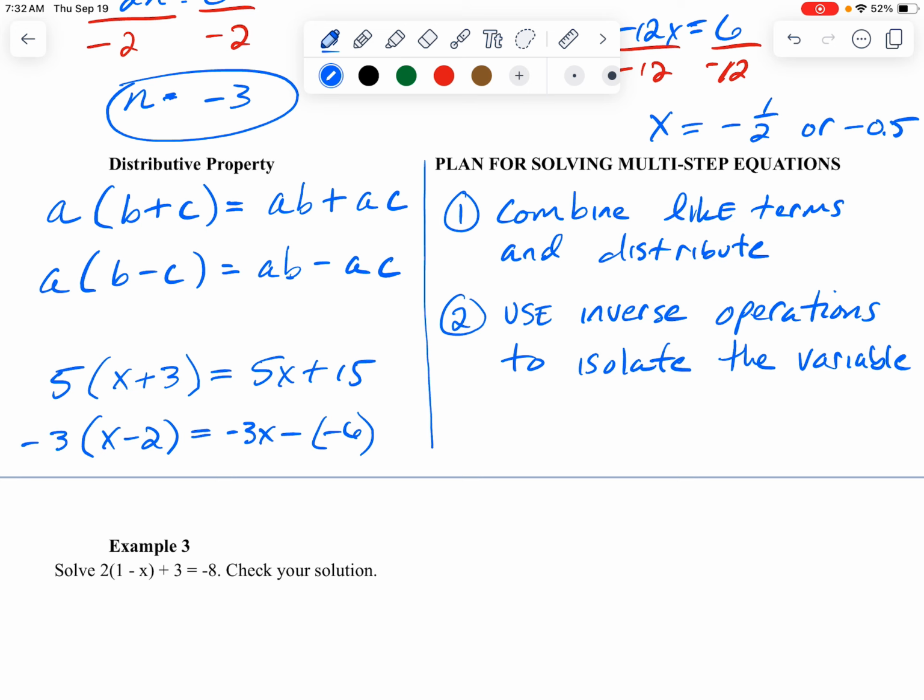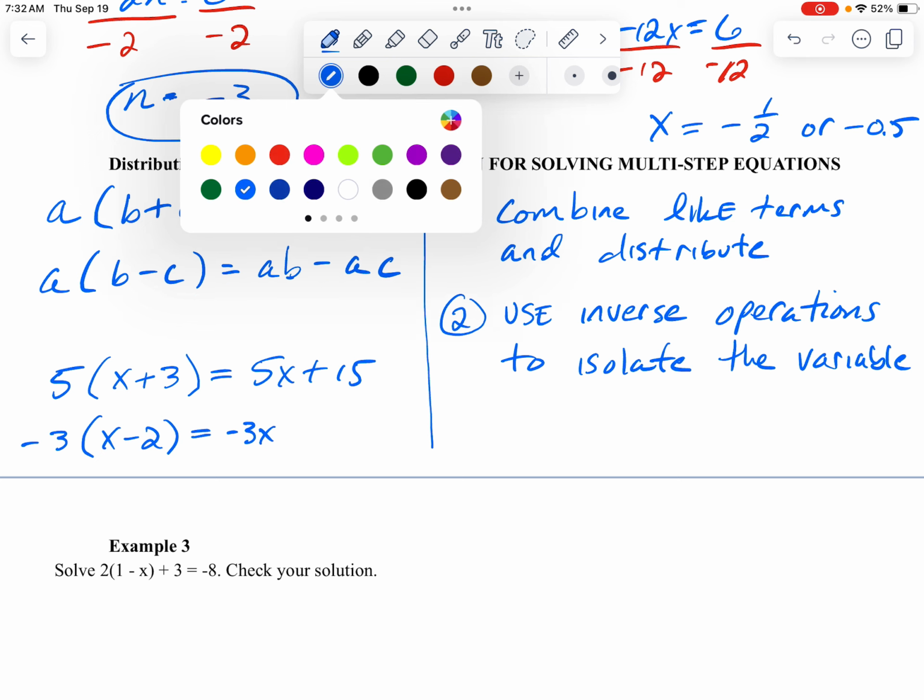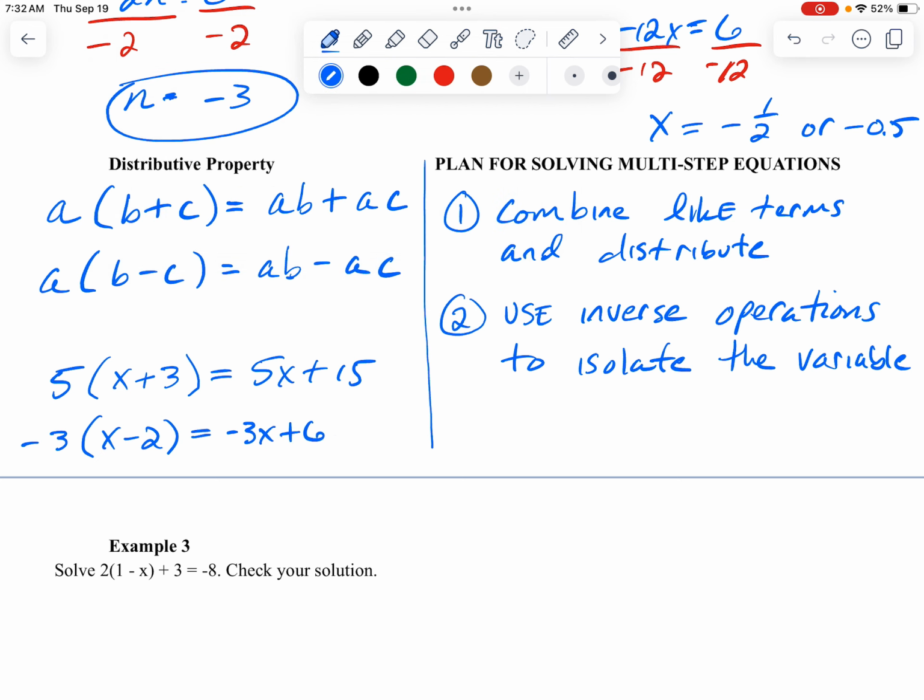So I've got negative 3x minus negative 6, which we know is really the same as negative 3x plus 6. So that's a spot where it can get a little bit tricky.